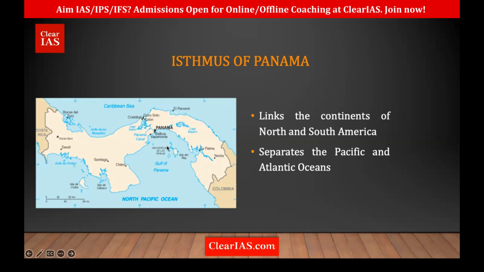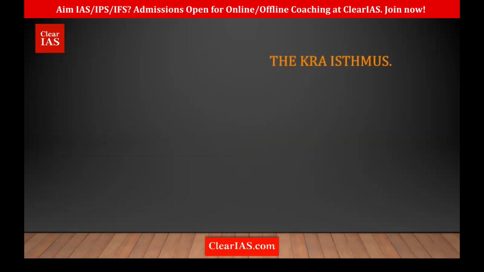If you are very interested, or if you are a geography optional student, you can look into more details. But for now, just remember, it is the narrow strip of land which connects North America and South America. Okay, that is the Isthmus of Panama. Next one is the Kra Isthmus, the famous Kra Isthmus. So where is the Kra Isthmus?